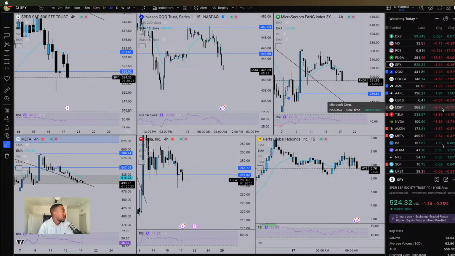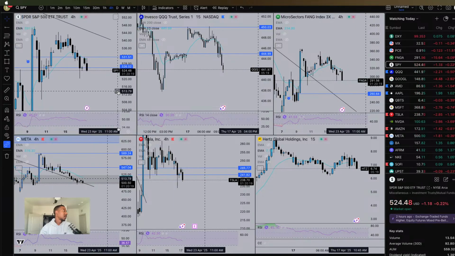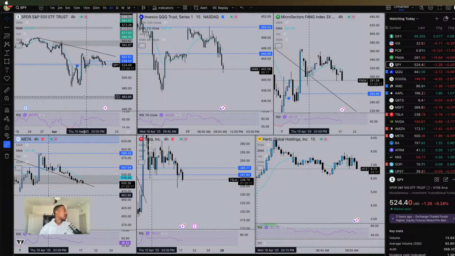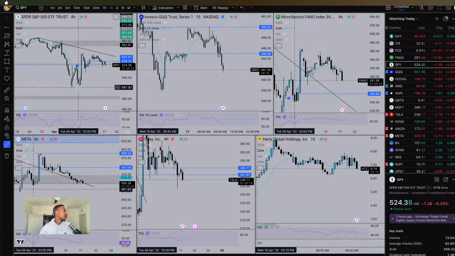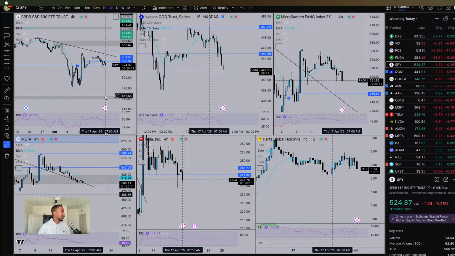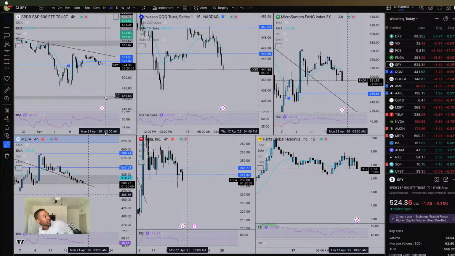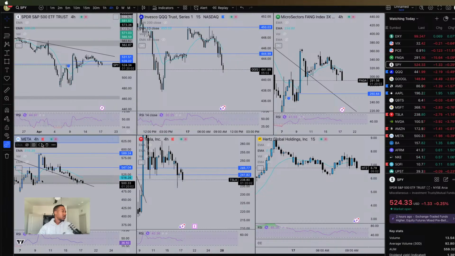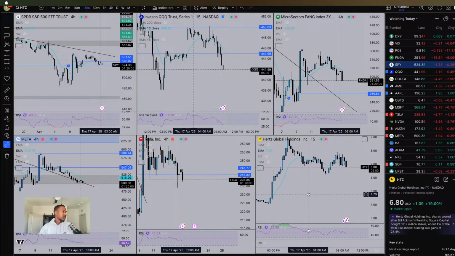SPY taking another hit. Hey, let's make it happen. It'd be nice if SPY wants to, I don't know, come down here, test another low, or come down to this next weekly demand zone. I'll definitely take that. Hertz is still kind of selling off too.